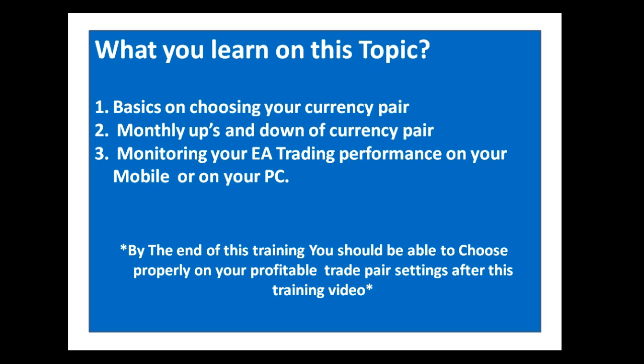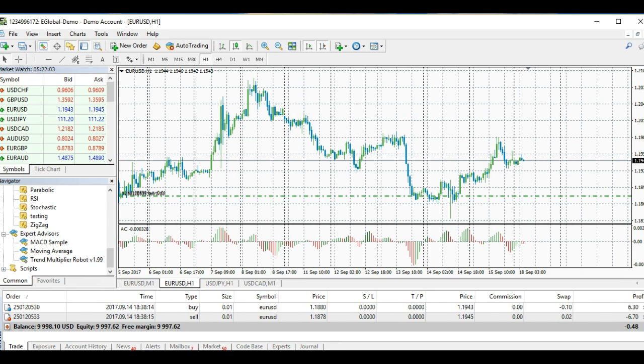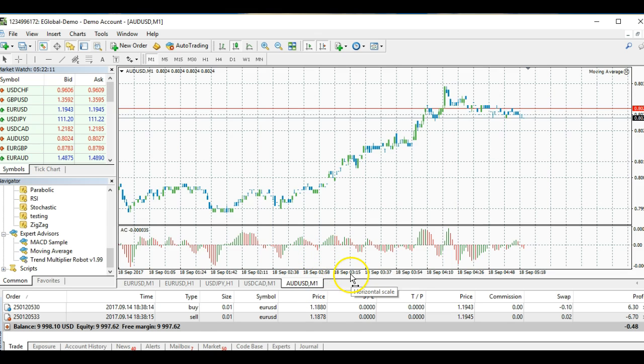So here I have my demo account. Remember, we need to use our demo account. So first we will check. Before you load in your EA, we have to check your currency pair. Alright, so we will start with maybe Australia US dollar.